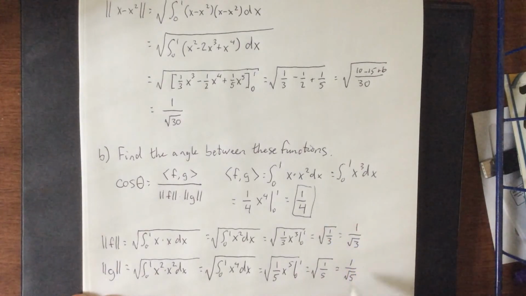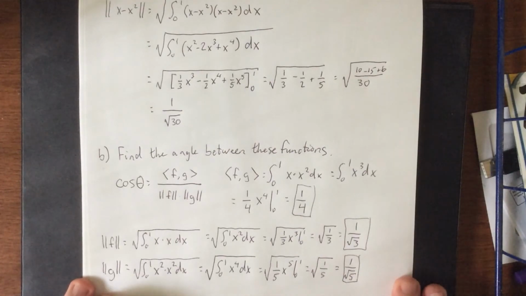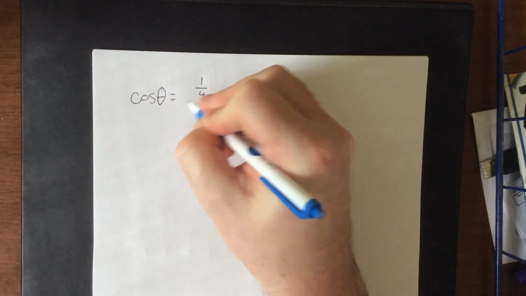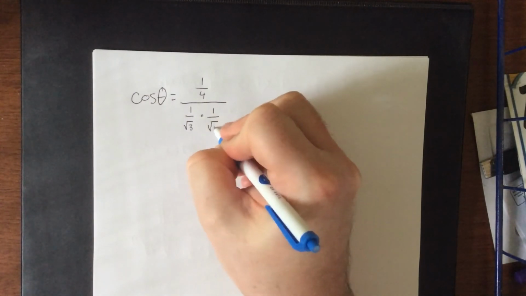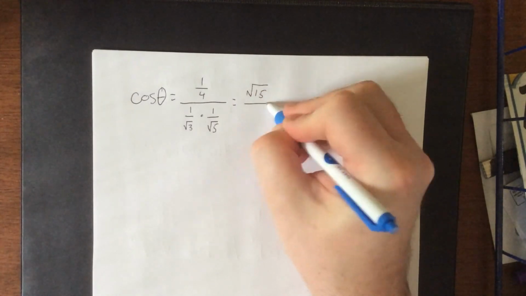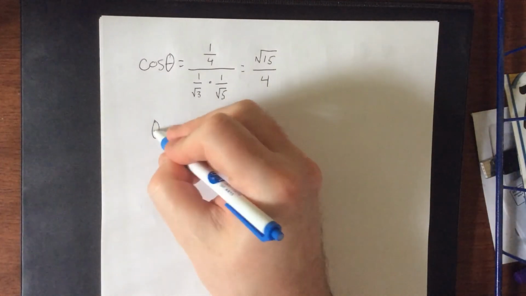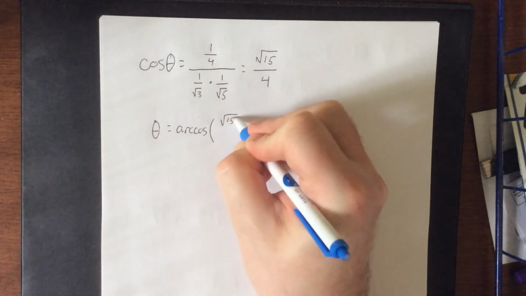Taking these three pieces of information and tossing them back into the cosine formula, we are going to get the following. This will be the cosine of theta is equal to the inner product of f and g divided by the product of the magnitudes. So 1 over the square root of 3 times 1 over the square root of 5. This whole expression will simplify into the square root of 15 divided by 4. So for a final answer for this one, we can take the arc cosine of the square root of 15 divided by 4.